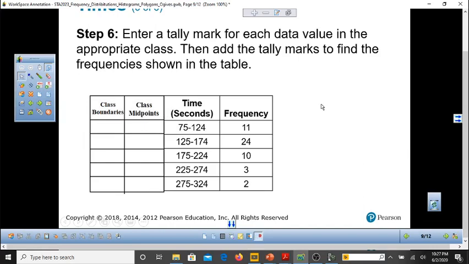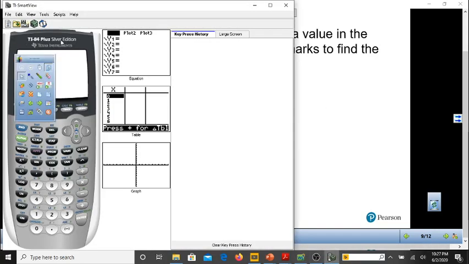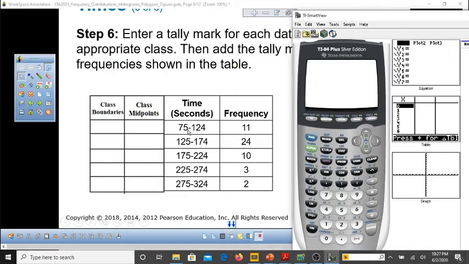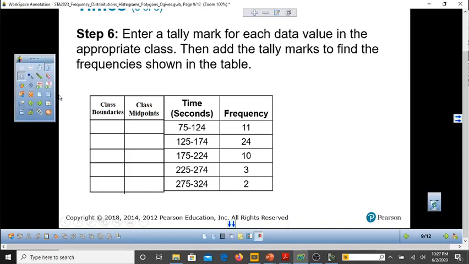All right, so let's start off with our class midpoints. So our first class midpoint will be, and I'm going to bring up my little calculator here. My first class midpoint would be halfway between 75 and 124. So I'll do 124 plus 75, and then divide that by 2. That number is 99.5. So my first class midpoint would be 99.5. So let me just type that in.